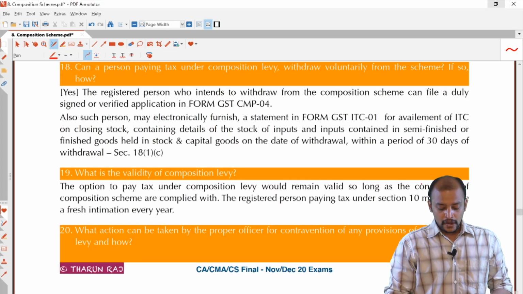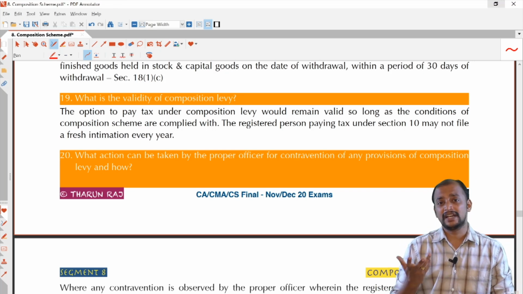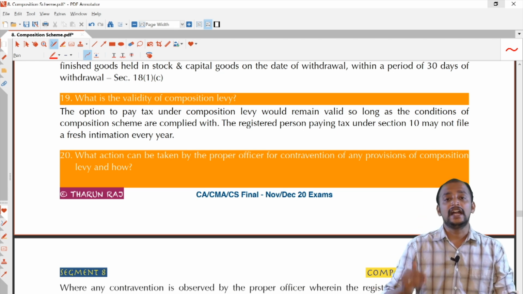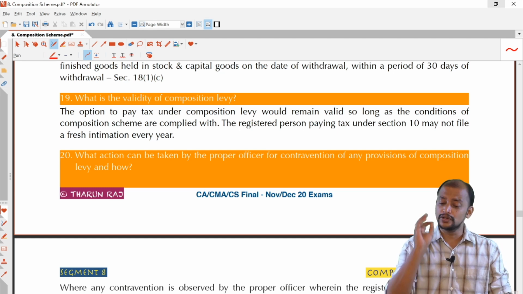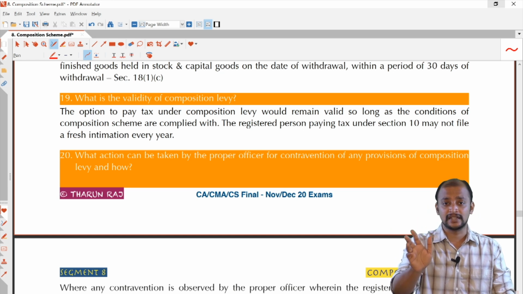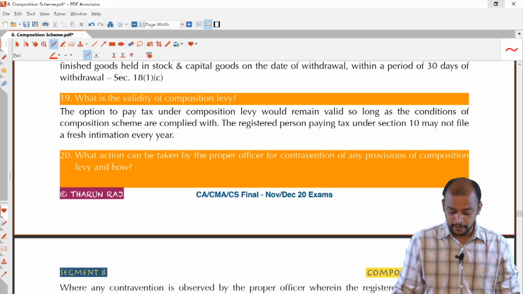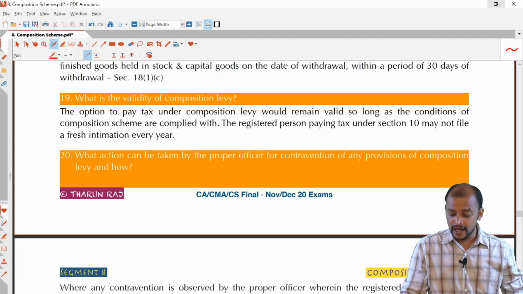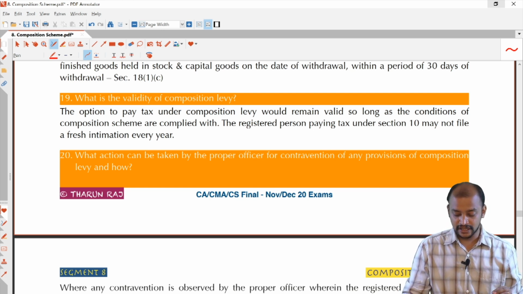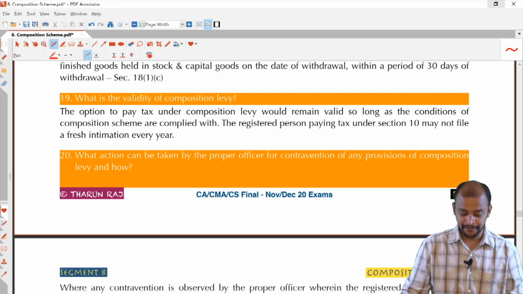What is the validity of the composition scheme? There is no such thing called validity. Till the time you are not breaching the conditions, you are valid to continue, and every year you don't have to give any intimation here. Once you give the intimation, unless you withdraw or the officer passes an order to cancel, you will be in the composition scheme. The option to pay tax under composition levy would remain valid so long as the conditions of the composition scheme are complied with. The registered person paying tax under section 10 may not file a fresh intimation every year. No need to file a fresh intimation every year.